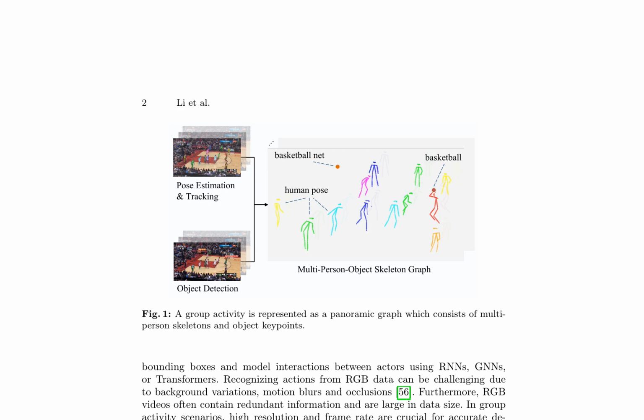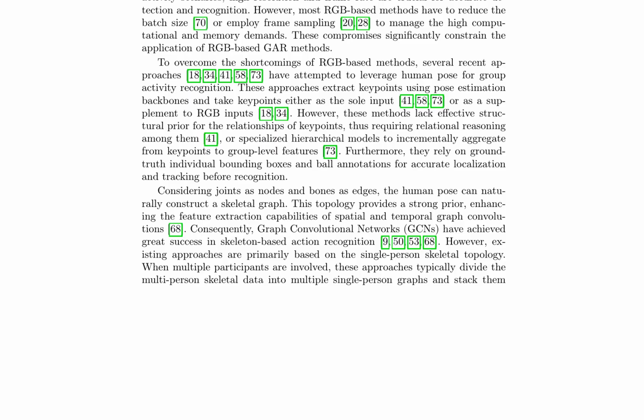The panoramic graph represents a group activity as a collection of multi-person skeletons and object keypoints, as shown in Figure 1. This approach leverages the strong prior of the skeletal graph, which enhances the feature extraction capabilities of spatial and temporal graph convolutions. The authors argue that existing skeleton-based methods lack effective structural prior for the relationships of keypoints, requiring relational reasoning or specialized hierarchical models.